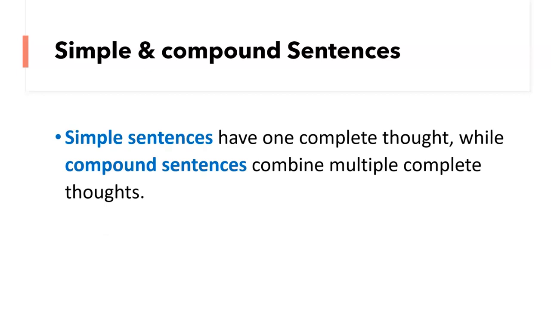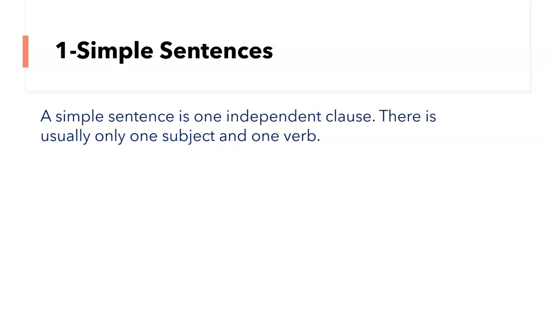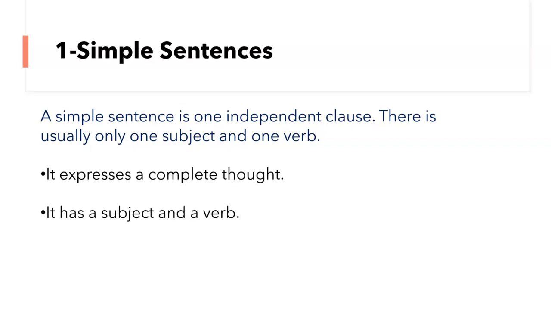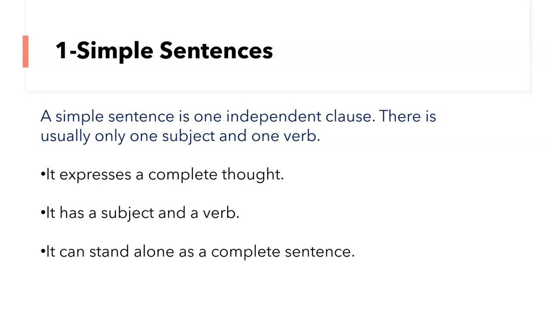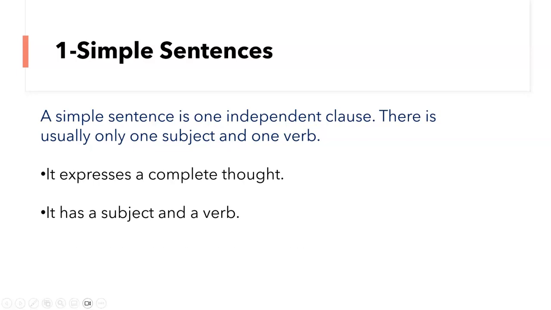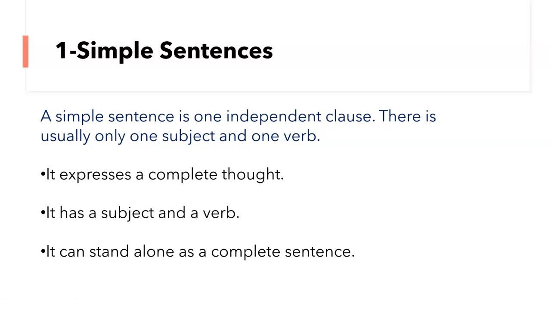Let's move to simple and compound sentences. So a simple sentence has one complete thought, while compound sentences has many thoughts, maybe 2, maybe more. A simple sentence is one independent clause. There is one subject and one verb. It expresses a complete thought, and it can stand alone as a complete sentence.